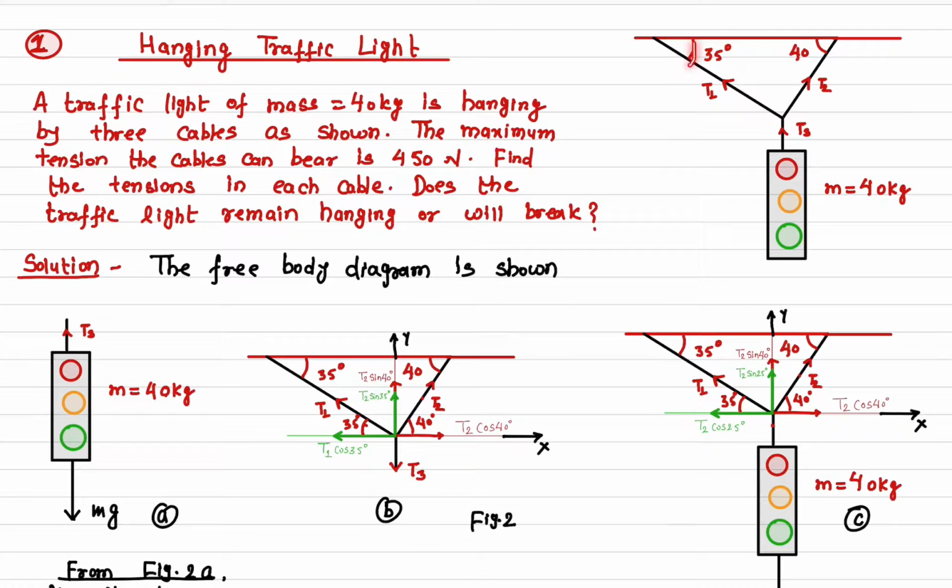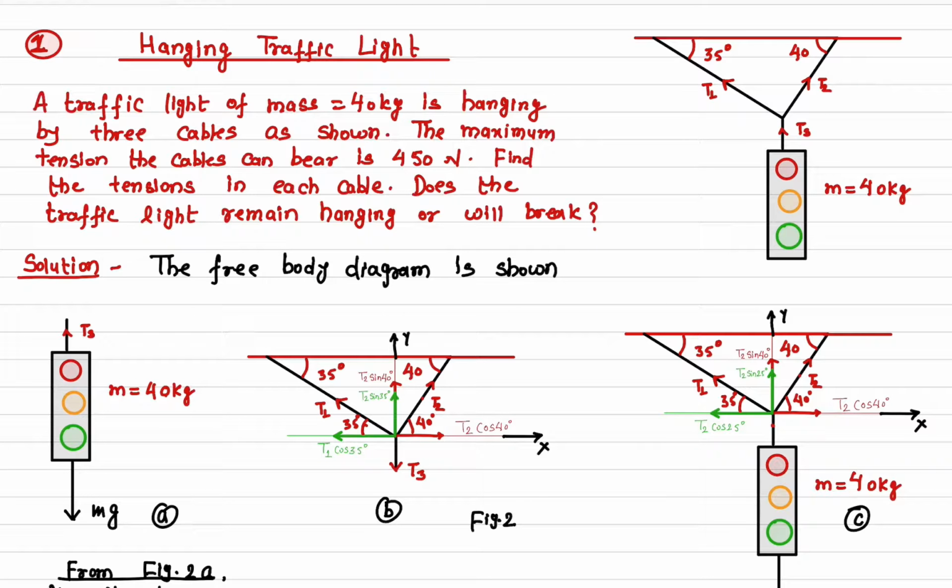And we know the angle. This is 35 degree and this is 40 degree. And now the maximum support any cable can provide is 450 Newton. That's the maximal support it can provide. And the mass of the traffic light is 40 kilogram. Now the question is, will these cables be able to support the traffic light?